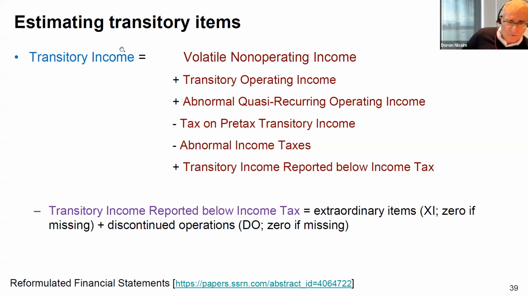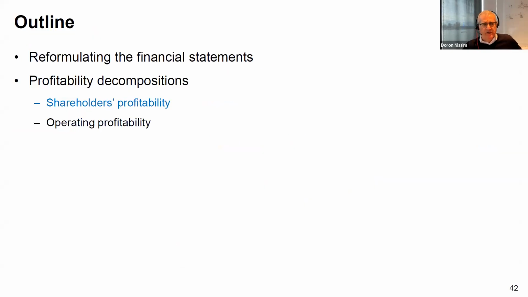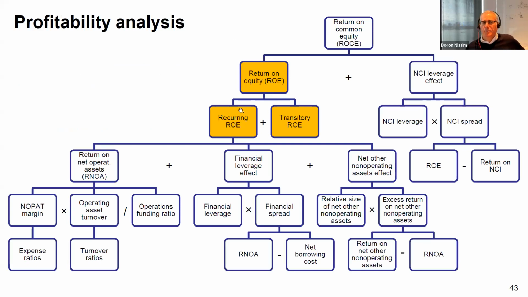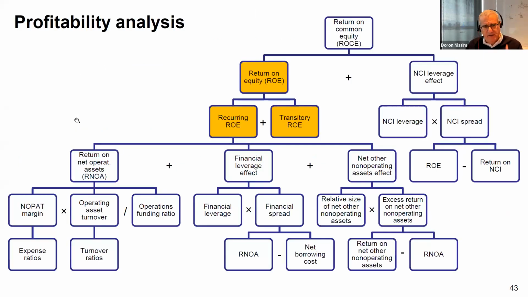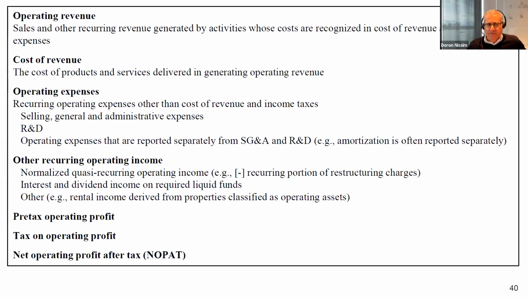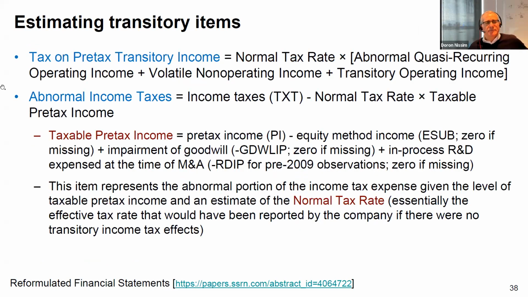Okay, so now I have all these components, and I know how to measure transitory items, and I reformulate the income statement. And maybe I will show you some evidence on this decomposition. One thing that I should have mentioned is that it's not just special items. Another very important component in terms of transitory items is the income tax expense. The way I calculate the abnormal income taxes, this component is quite significant.